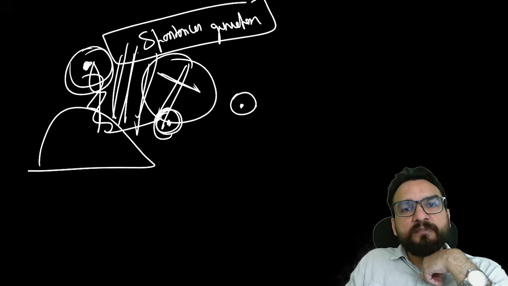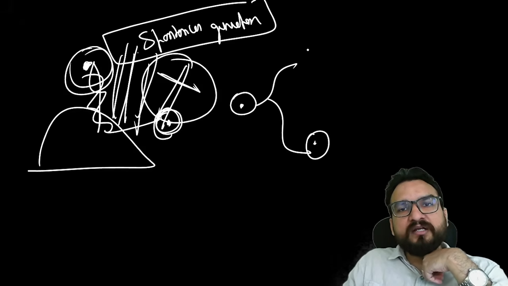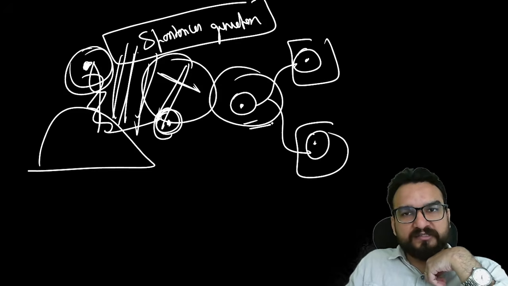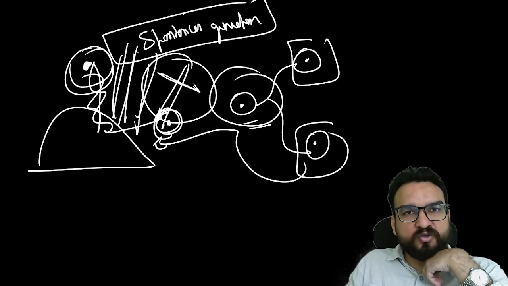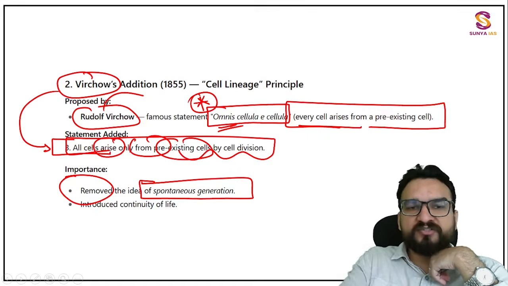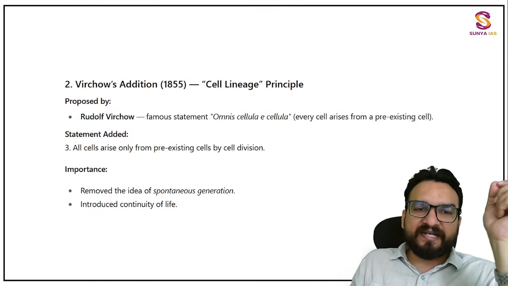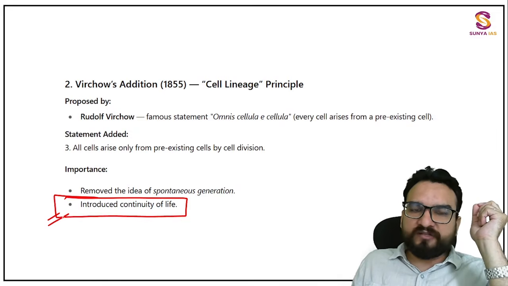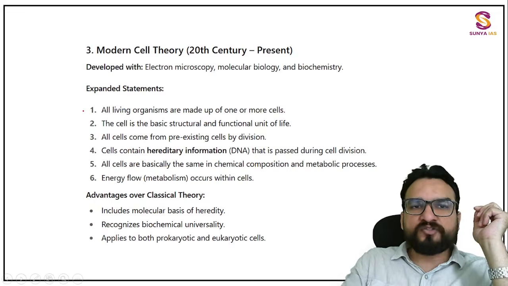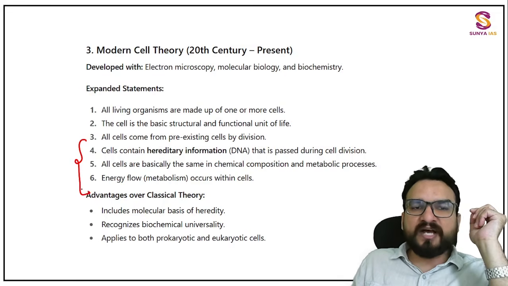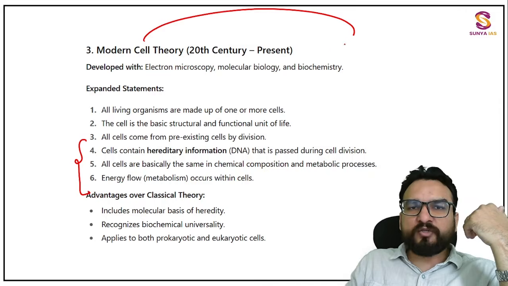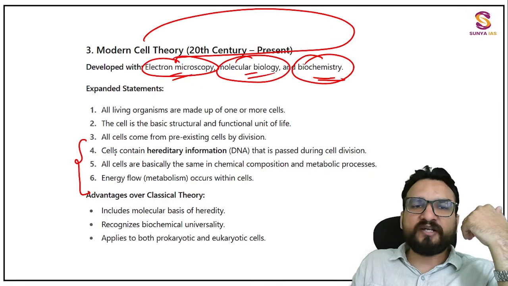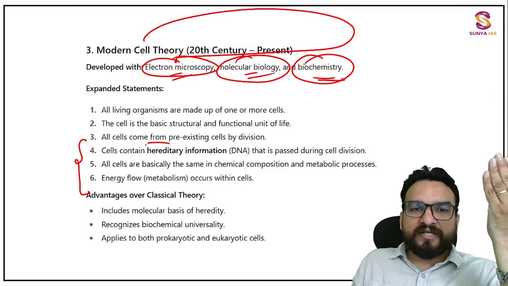When they dug down deep, they understood that the cells are dividing. So cells are emerging from a pre-existing cell. Cells are not emerging from abiogenesis or spontaneous generation. Understanding? So this particular statement is highlighting this. Next, it introduces continuity of life. And in modern cell theory, you will be finding that three statements are again put forward. Modern cell theory has been successful because of electron microscopy, molecular biology and biochemistry. And now we know that cells also contain hereditary information.